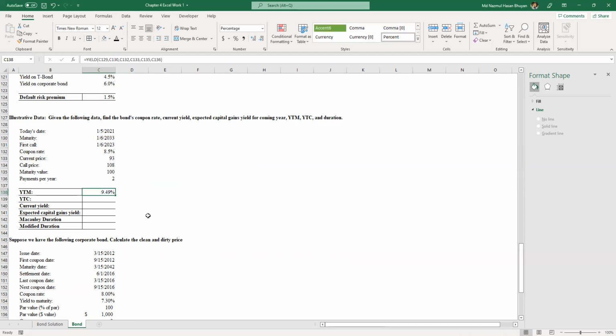And again, you don't need to convert this rate into annual terms. The yield formula itself will always generate annualized YTM. Now, again, as I said, this current price is the price as a percentage of par. And then the call price here again is a percentage of par, and then the maturity value here is also a percentage of par.